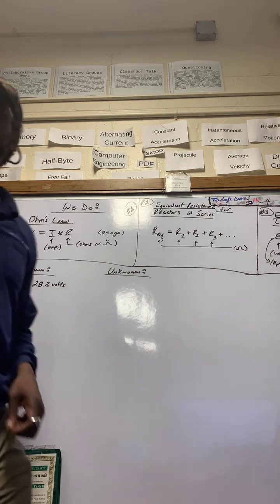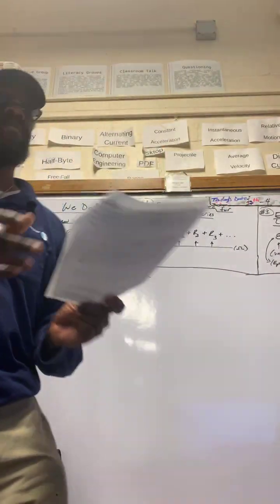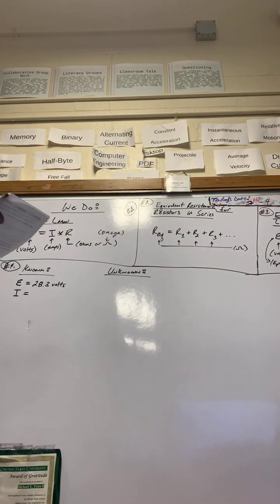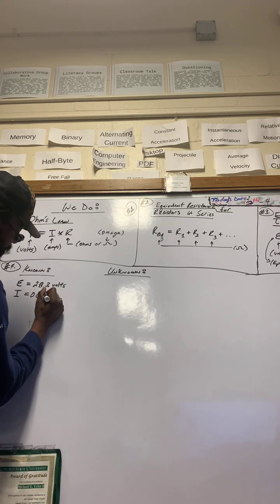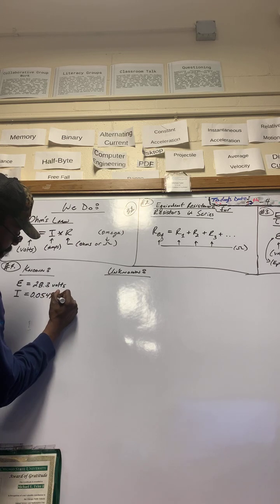Now part 4, there we go. So now, so we got for current 0.0549 amps.